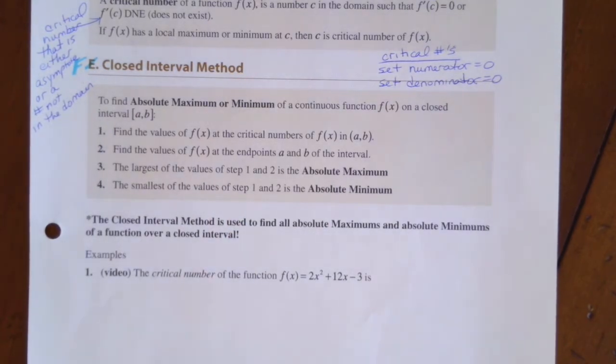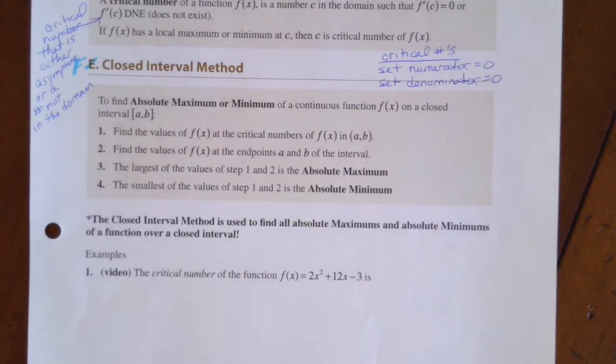Okay, and then it tells you here that the closed interval method is used to find all absolute maxes and all absolute mins of a function over a closed interval. So anytime you're asked to find it, the interval must be closed, not open. Okay, so little things, but all of those are important to what you're looking for.